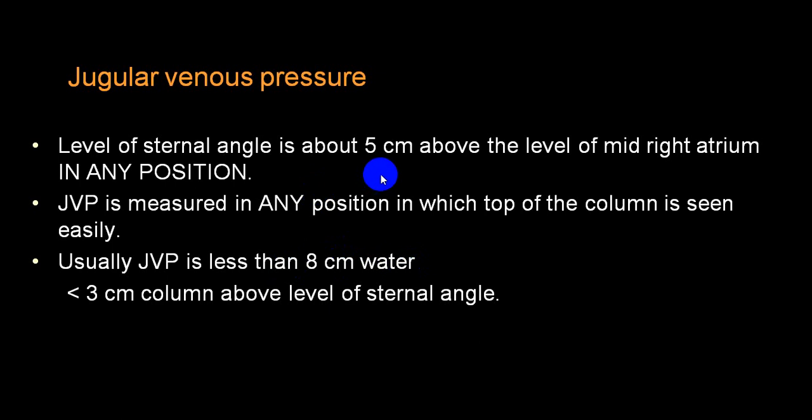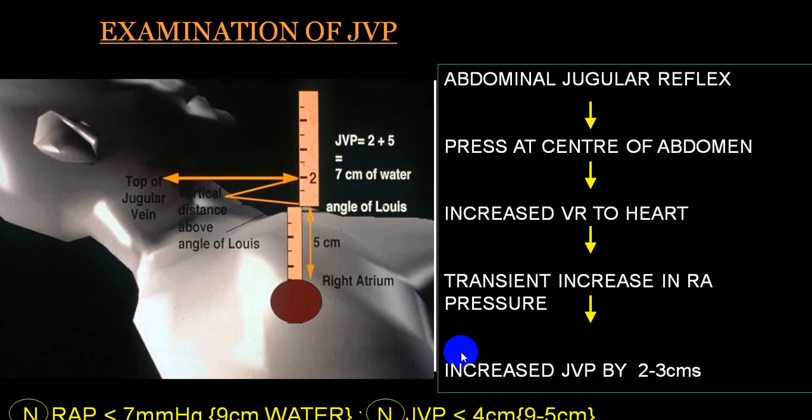Already, from the center of the right atrium up to the sternal angle, it is 5 centimeters. So at a 45-degree angle, whatever height you see above the sternal angle, you have to add 5. That will give you the exact height of the JVP column. So if the JVP column is 3 centimeters above the sternal angle, we'll call the JVP 8 centimeters: 5 plus 3.